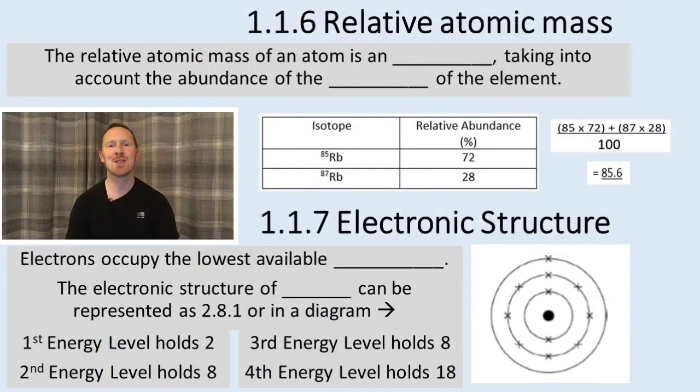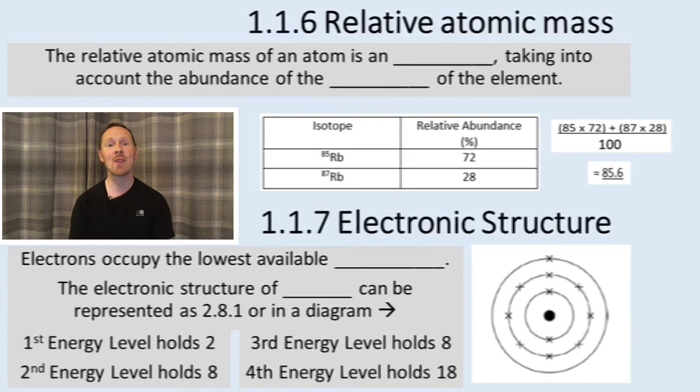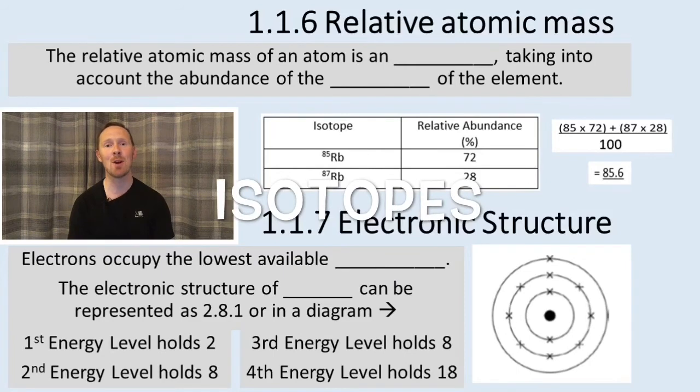1.1.6 Relative atomic mass. When you look at the periodic table for GCSE, you'll notice that copper has a relative atomic mass of 63.5 and chlorine has a relative atomic mass of 35.5. Now, this doesn't mean they've got half a subatomic particle, like half a neutron, in the nucleus. The relative atomic mass is the average mass of the atom, taking into account the abundances of the isotopes of that atom that we know about.